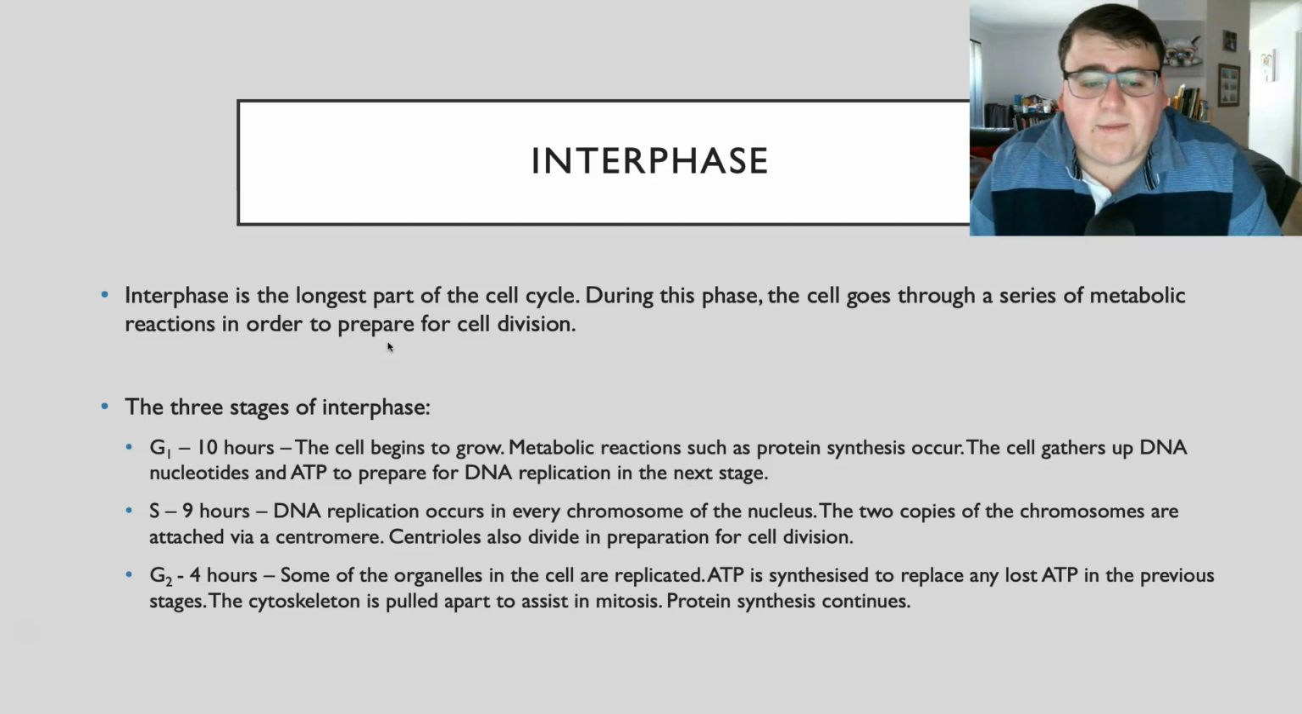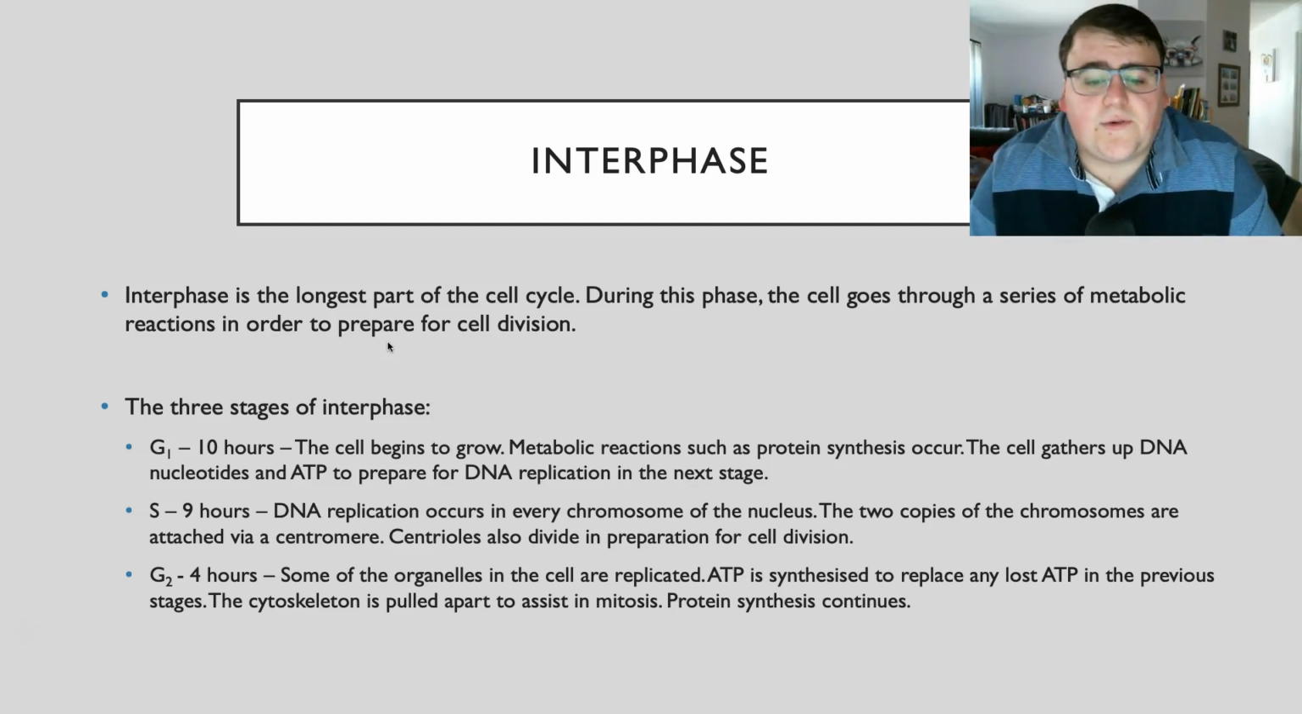During this time, DNA replication takes place on every chromosome in the nucleus, and we end up with 2 copies of every chromosome attached by a centromere. The centrioles are also going to divide in preparation for cell division, so that we have 2. Lastly, we go through the G2 phase, which lasts for about 4 hours.